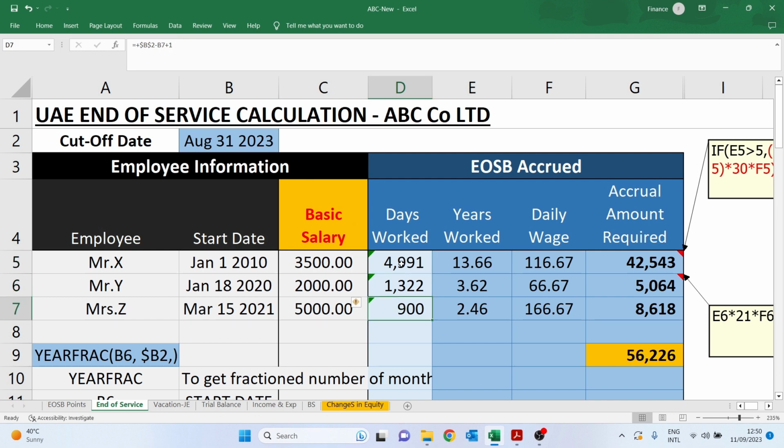So this is the same for all. Mr. Y has worked 1,322 days and Z 900 days. And here the years worked. From here we just calculate the total years worked. The total days worked divided by 365.5 will give you years worked. So Mr. X has worked for 13.66 years, Mr. Y 3.62, and Z 2.46. And the daily wage: the basic salary divided by 30 will give you the daily wage of the employee.